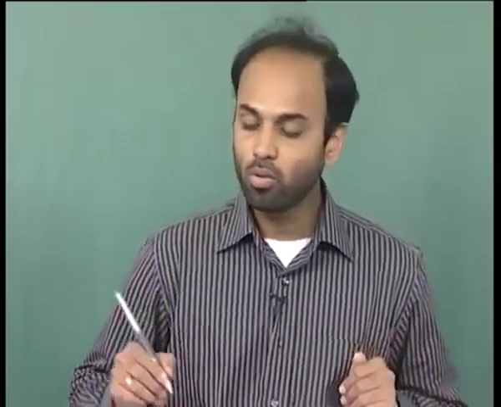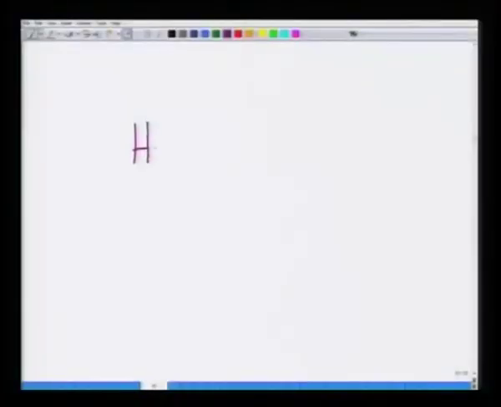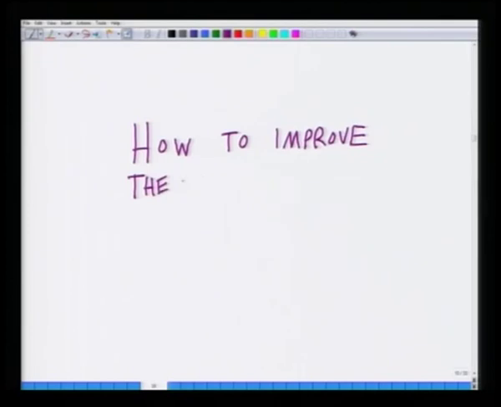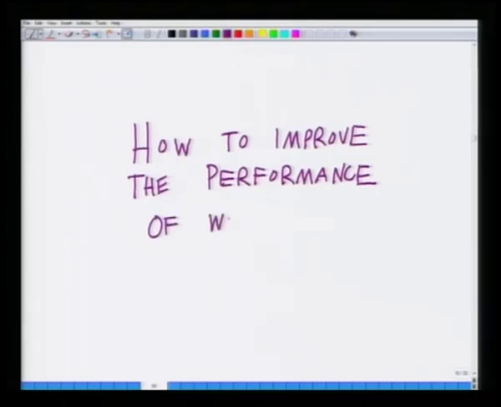Now, we want to answer the question: how to improve the performance of the wireless system?